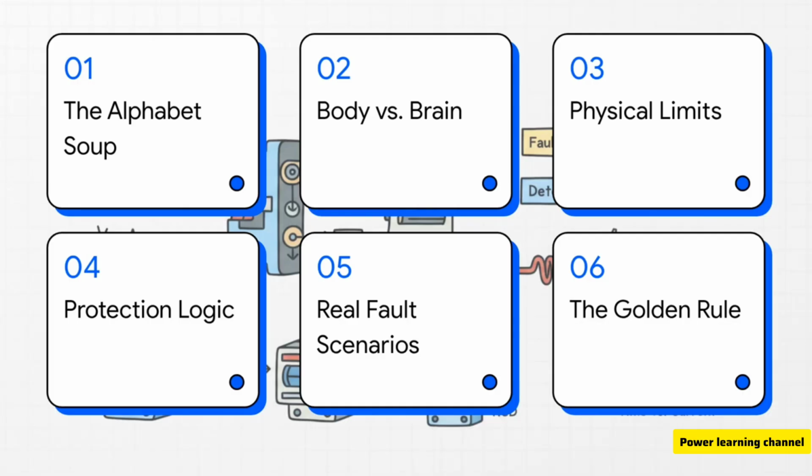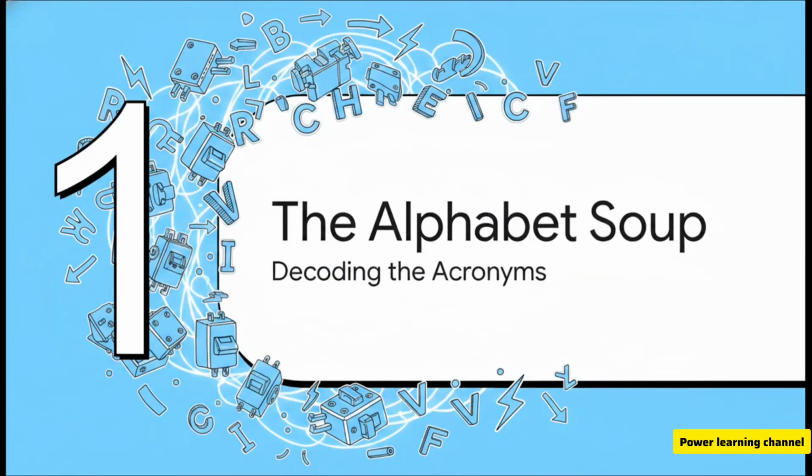So here is our game plan for today. First, we'll tackle the alphabet soup. Then, we'll look at the breaker's body versus its brain. From there, we'll dive into physical limits, and then into the protection logic. Finally, we'll walk through some real fault scenarios and wrap it all up with the golden rule. All right, let's jump straight into section 1, the alphabet soup.